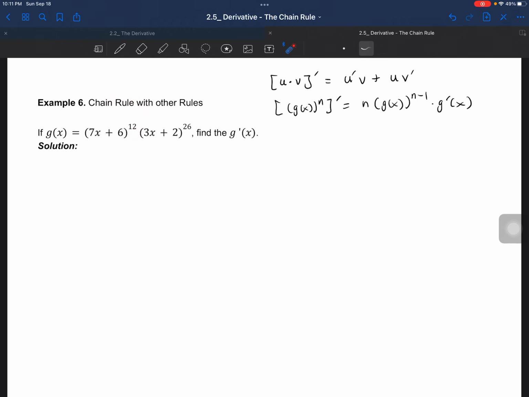Since you have a product of two functions and you're trying to find the derivative of this, then we'll use the product rule, right? Product rule. So we're gonna go ahead and set it up.